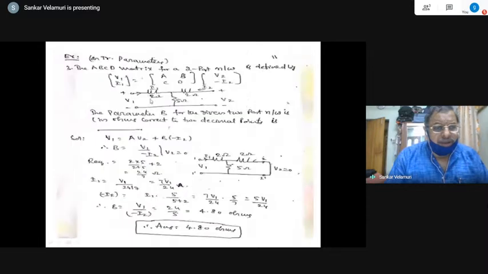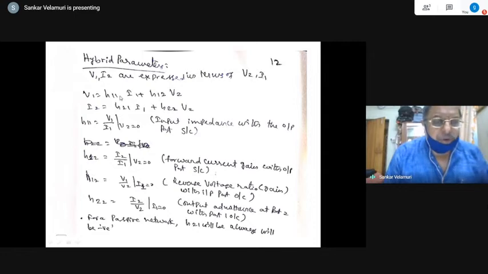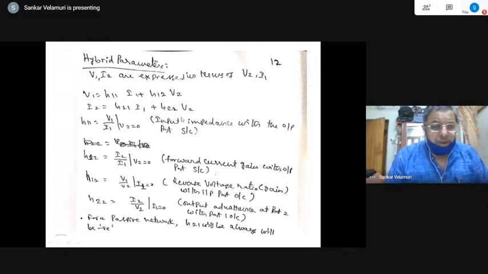If I tell everything, there is always a possibility of getting confused. But this subject is already familiar to you, so I don't have to worry. I hope we are getting more familiarization. So H11 is equal to V1 by I1, whereas Y11 is I1 by V1, but the terminal conditions are different. Please understand that. Y11 is equal to I1 by V1, that is admittance. This is the impedance, the input impedance with the output port short circuited. So the terminal conditions and the parameters are different. They look similar, but there exists a different relationship.